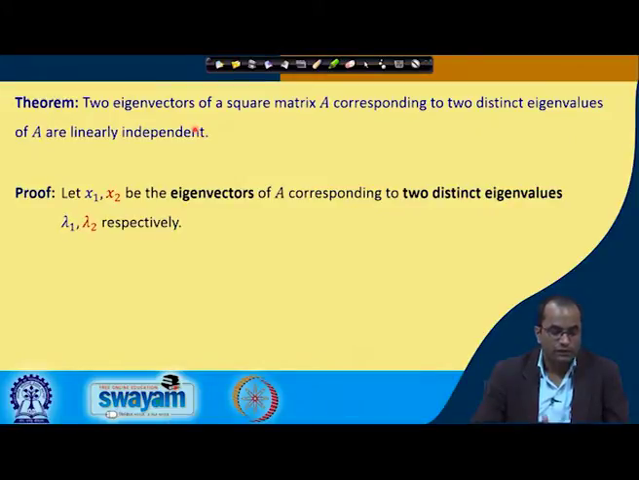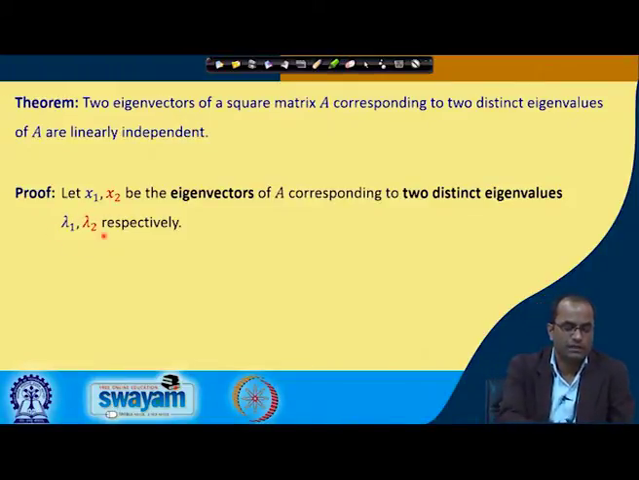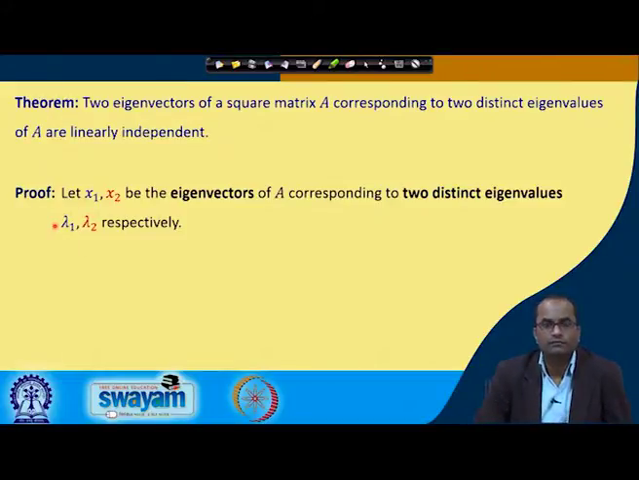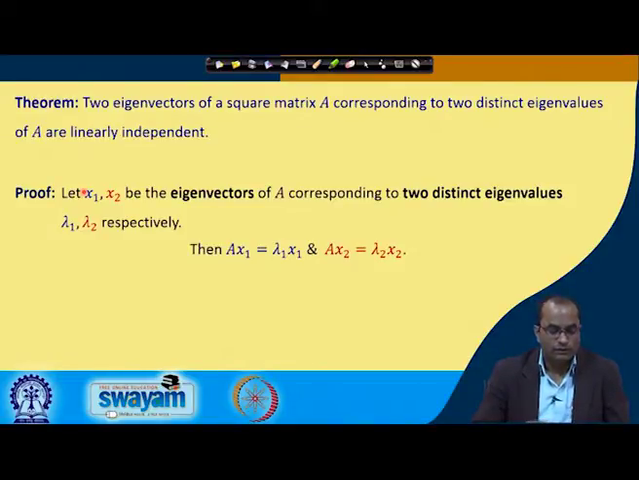So, what do we consider now? Let us say x 1 and x 2 are two eigenvectors of A corresponding to two distinct eigenvalues lambda 1 and lambda 2. These lambda 1 and lambda 2 are two distinct eigenvalues we have assumed, and their corresponding eigenvectors are denoted by x 1 corresponding to lambda 1 and x 2 corresponding to lambda 2. The meaning is that they satisfy the relations A x 1 is equal to lambda 1 times x 1 and A x 2 is equal to lambda 2 x 2, because they are the pair of eigenvalues and eigenvectors.